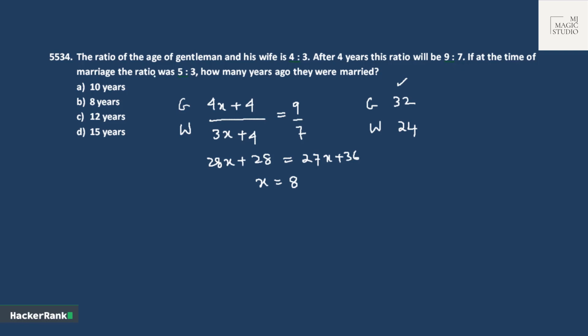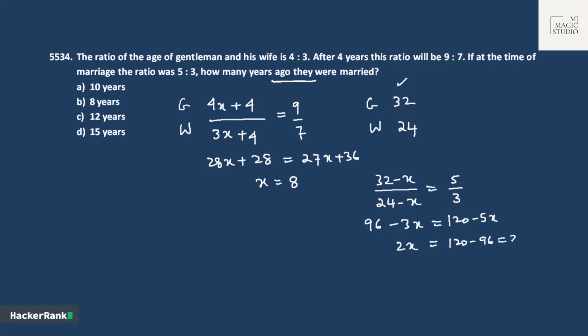If at the time of marriage the ratio was 5:3, how many years ago were they married? Let they were married x years ago. That means 32 minus x upon 24 minus x is equal to 5/3. 96 minus 3x is 120 minus 5x. So this will come here. 2x is 120 minus 96, that is 24. So x is 12. That means 12 years ago they were married.